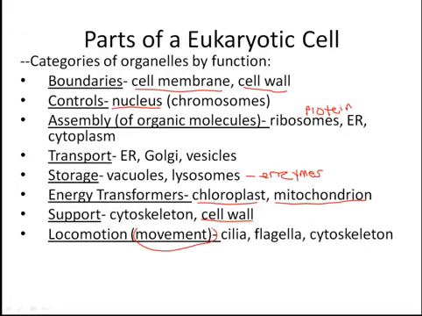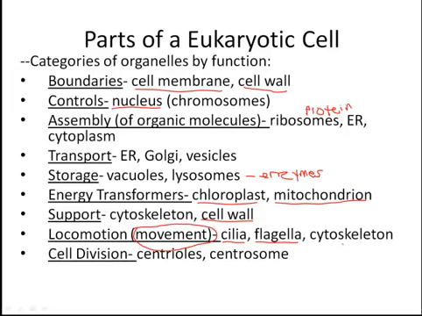Locomotion, also known as movement. So sometimes cells need to be able to move around. So they have projections that come off of them. The small ones are called cilia. You can have big long tails called flagella. And then cytoskeleton also can help with moving cells around. And then cells need to be able to divide. So animal cells use centrioles, and plant cells use centrosomes. And these are going to be special parts of the cell that are going to organize the spindle, which is involved in allowing the cell to divide.